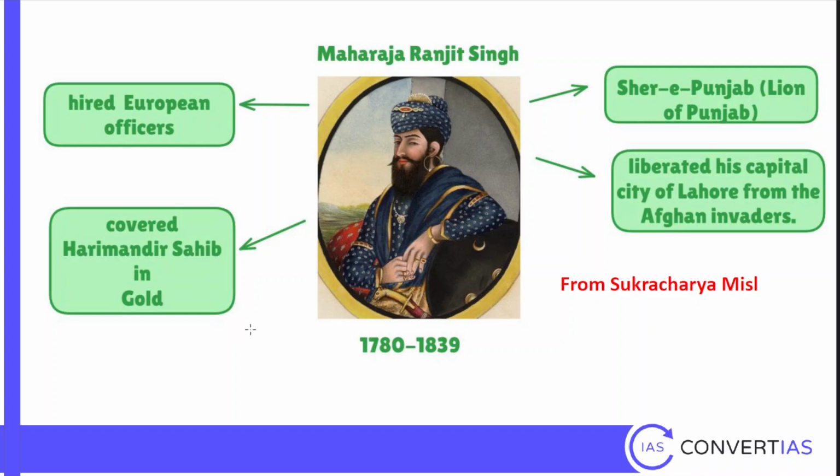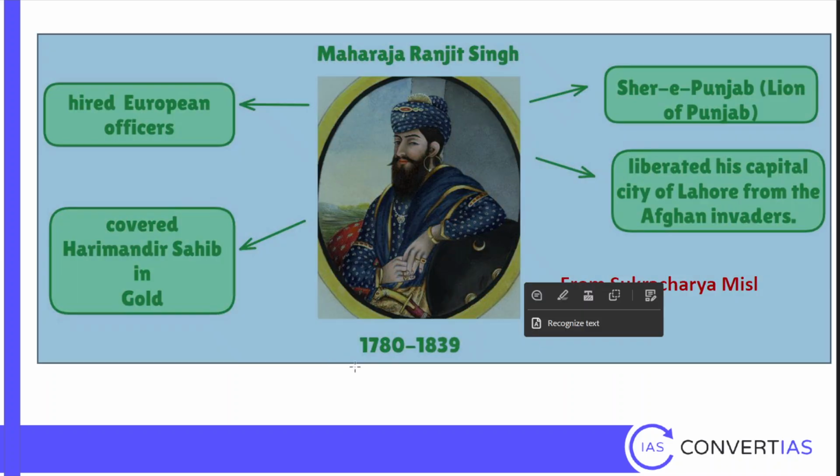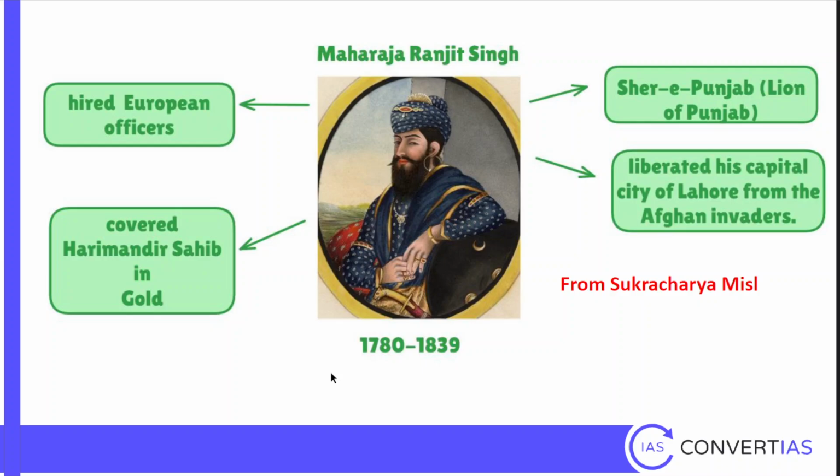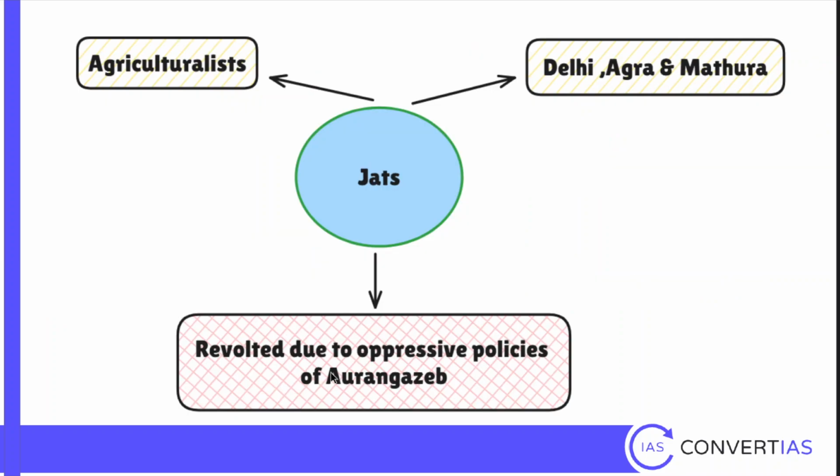Remember everything starting from Guru Nanak till Ranjit Singh 1839. This is the story of Sikhs. I hope the story is clear. The annexation part, which is the last part, we'll discuss when we discuss the British annexation in general. Now let's go to Jats. Now I told you Sikhism is a religion and a philosophy in the first place.